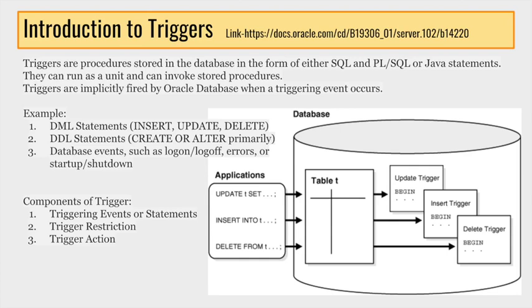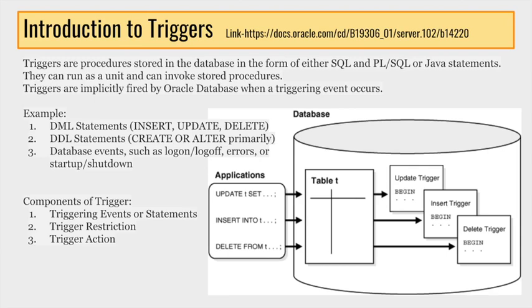Both of these events are classified as database events. So the figure beside shows a database application with some SQL statements that are implicitly firing several triggers stored in the database. Notice that the database stores triggers separately from their associated tables.